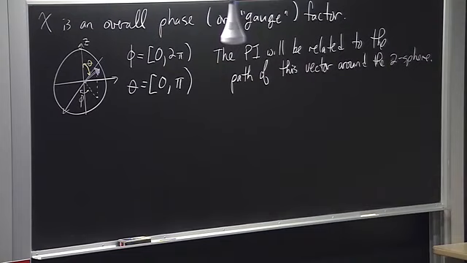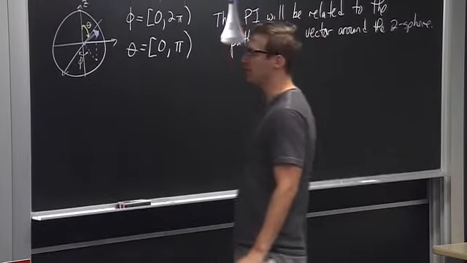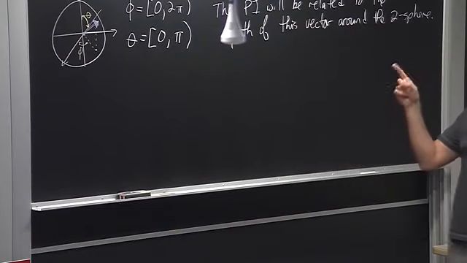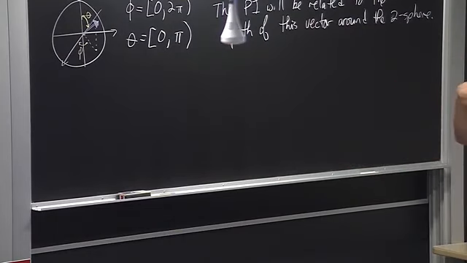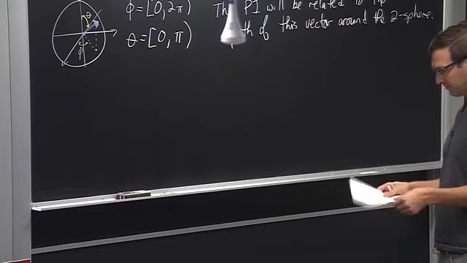Okay? We'll talk about this phase some more. There's a subtlety, which is the Berry phase, but otherwise what we're looking at is just this purple vector moving as a function of time around this 2-sphere.